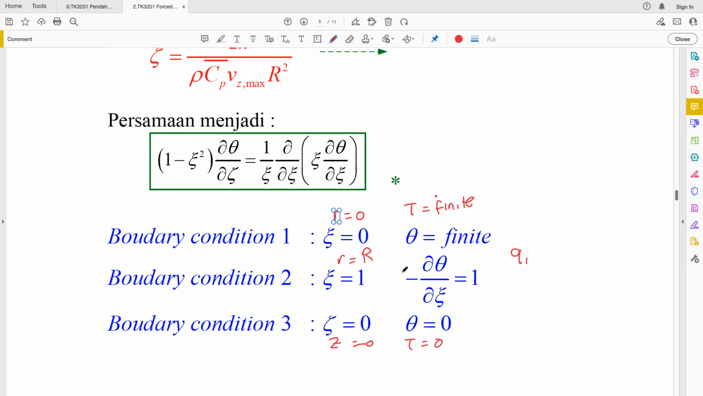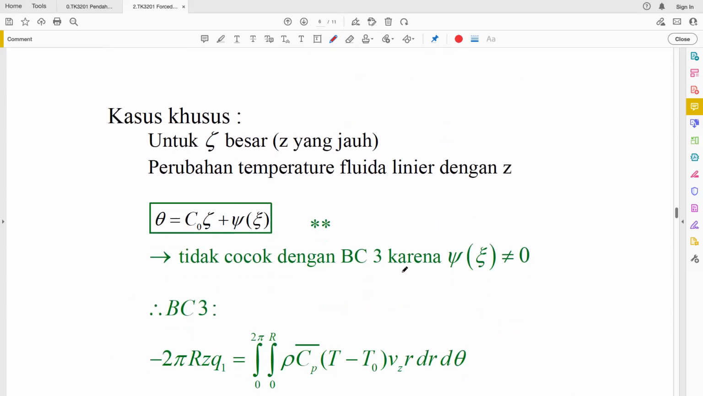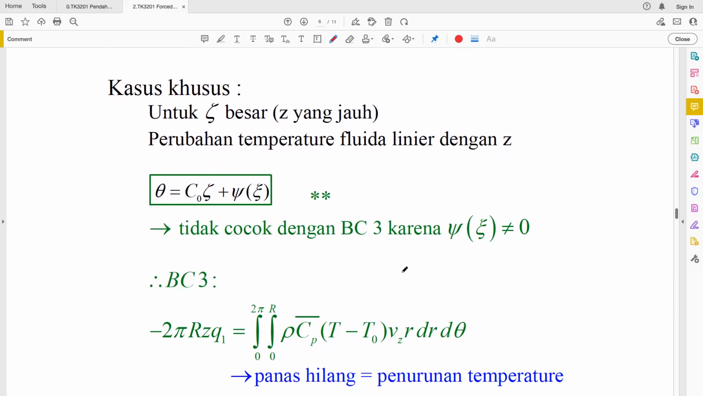The dimensionless number is sometimes very important for us if you have a very complex equation to start with. Another one is a special case: if you have a very high zeta, the fluid temperature will be linear with z, so it is not similar to boundary condition 3. So boundary condition 3 would be like this.